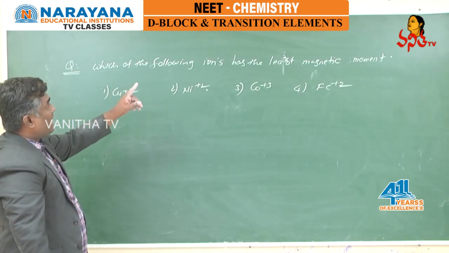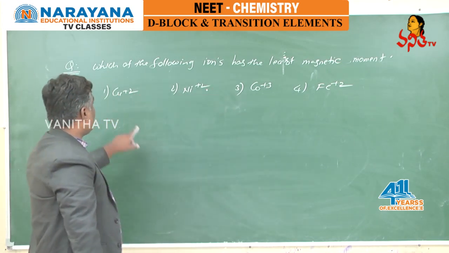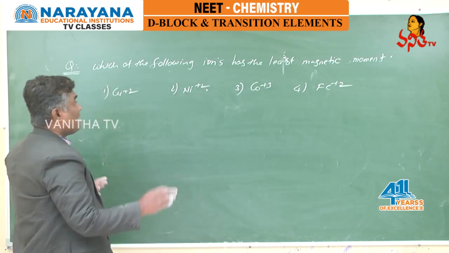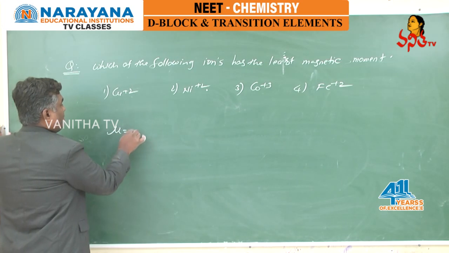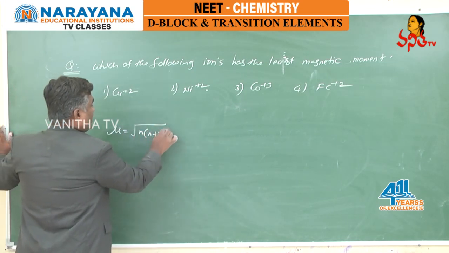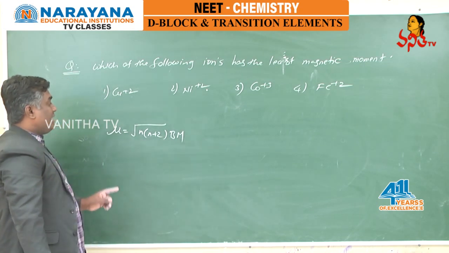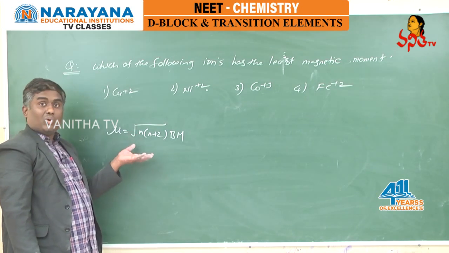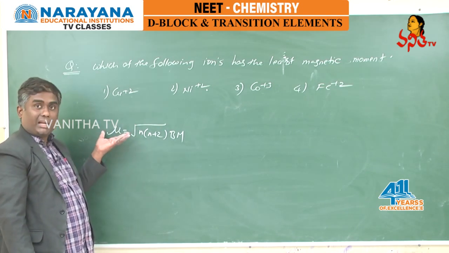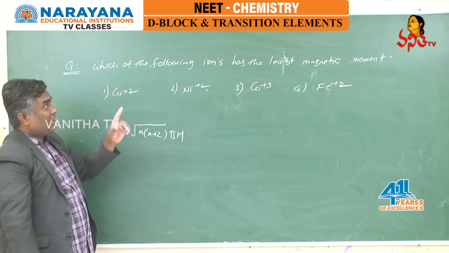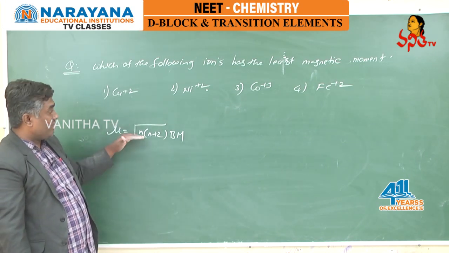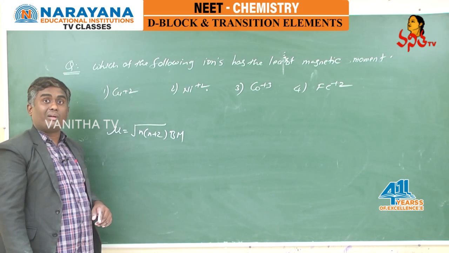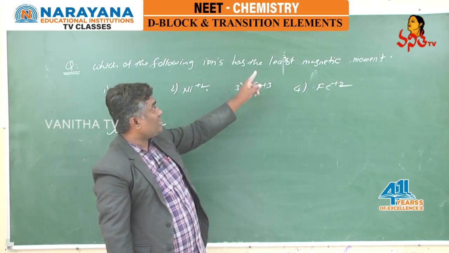Which of the following ions has the least magnetic moment? Options are given: copper plus 2, nickel plus 2, cobalt plus 3 and iron plus 2. Simple. Magnetic moment mu is equal to under root n into n plus 2 Bohr magneton, and here n stands for the number of unpaired electrons. It is very easy. The more the number of unpaired electrons, the more the magnetic moment. If the number of unpaired electrons is less, the magnetic moment value is also less. They are asking for the least magnetic moment.